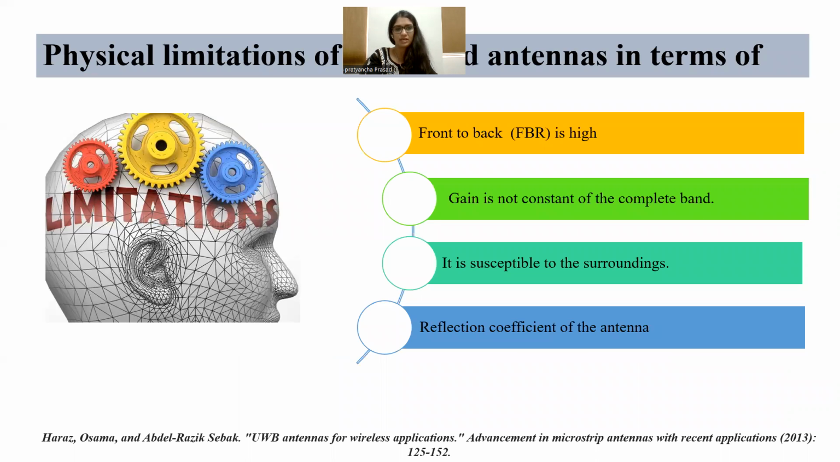Now, every system has disadvantages. The disadvantages of wideband antennas are, first, the front-to-back ratio is very high. And the second one, which is very challenging, is that the gain is not constant over the complete band, which is from 3.1 to 10.6 gigahertz, or if we design a wideband system which goes beyond 10.6 gigahertz.